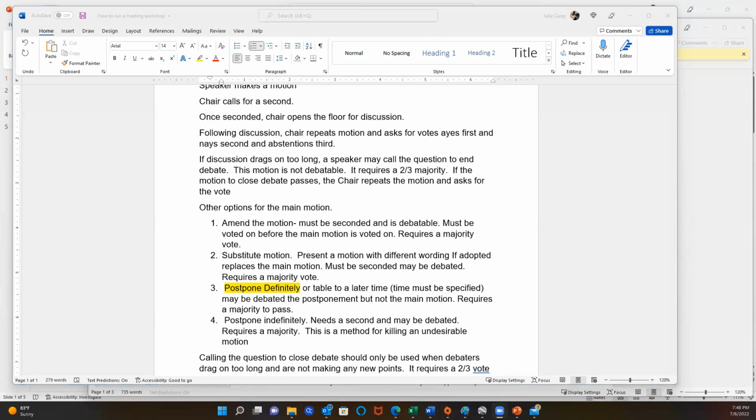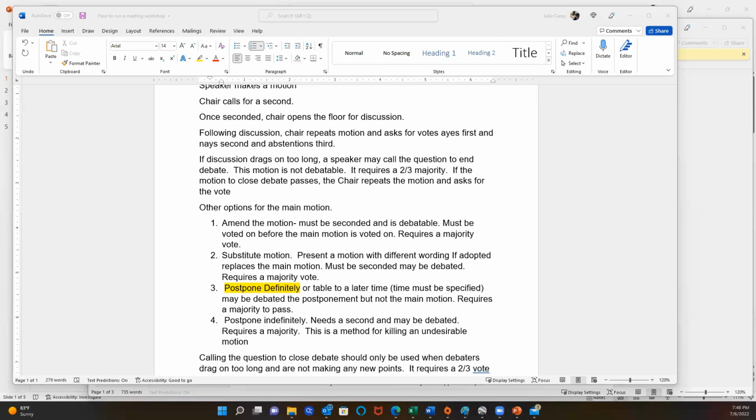But I will explain. Lay on the table is a possibility, but it's a very much misused motion. Lay on the table means it enables the assembly to set aside a pending motion temporarily when something else needs to be addressed. There is no set time for taking up the matter again, but it may be resumed at the will of the majority and in preference to any new motion. But lay on the table is not debatable.